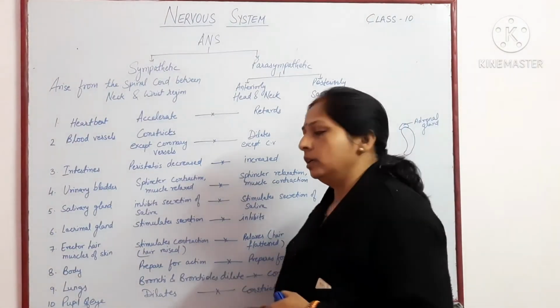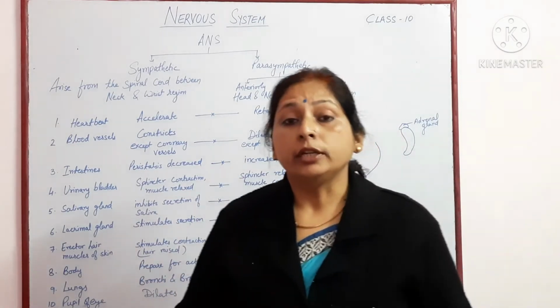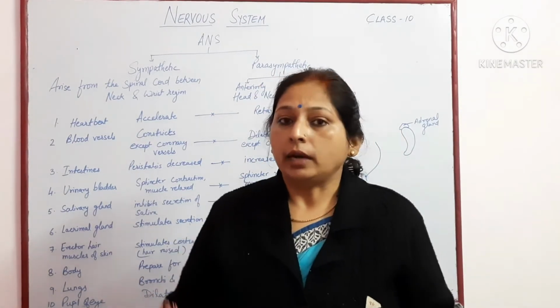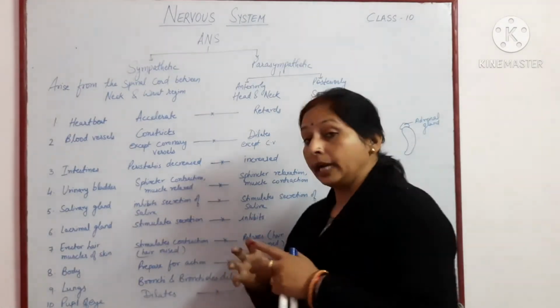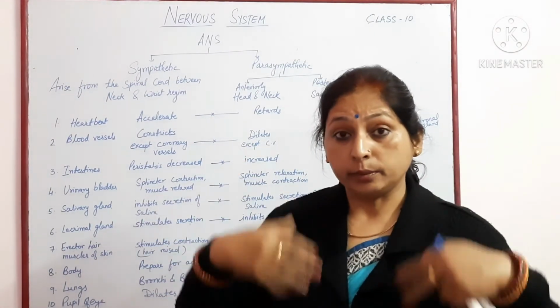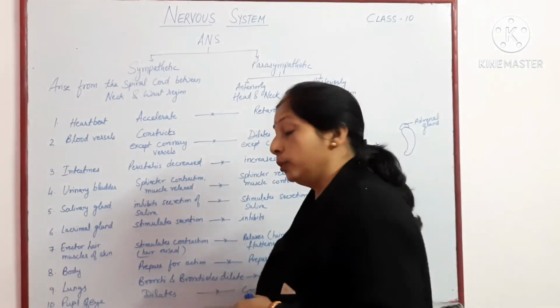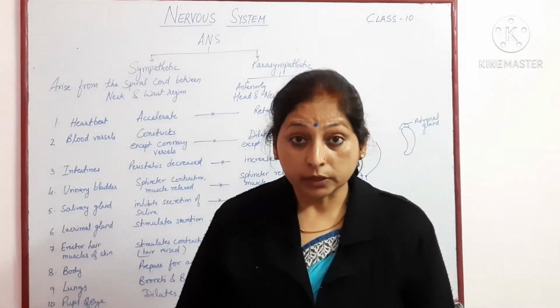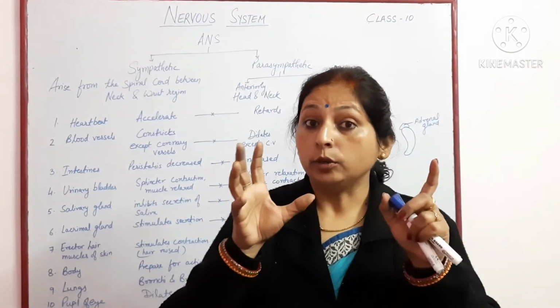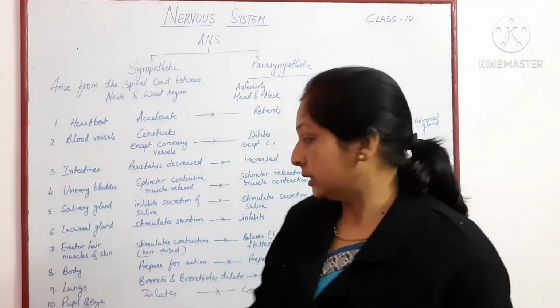Next is lungs. At that time you are taking deep breaths. I don't know what is going to happen in the next moment, so the bronchi and bronchioles dilate to take in more and more air. Pupil of the eye: you are watching that match with your eyes wide open, pupil dilated.